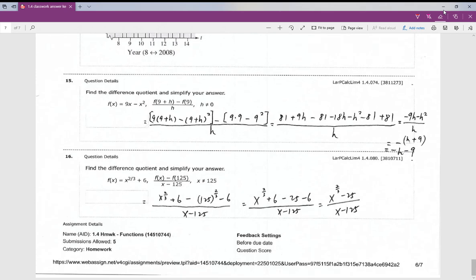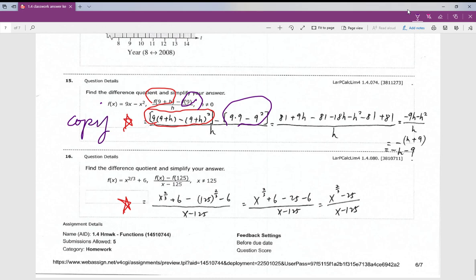Oh, we still have number 15 and 16. Okay, let me finish these two questions. For 15 and 16, I already showed my detailed work. When you go to calculus, you are going to deal with this type of calculation a lot. And it's very simple, you just plug in and follow. So this one is this one, and then this one is this one. You just plug in and copy. Remember, we say copy the function. This is f, this is another f function, this is f of 9, right? This is f of 9 plus h. You plug in and then do all the detailed calculations, the algebra.